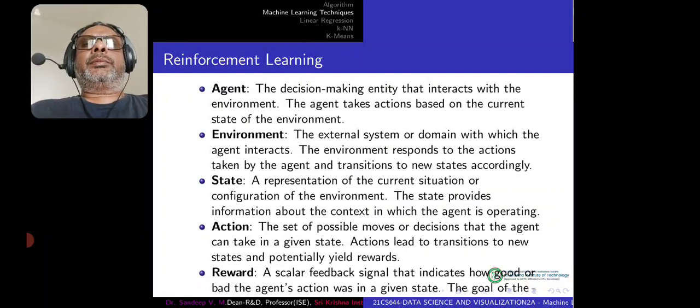So we want our machine also to behave the same way, to learn on its own by interacting with the environment, not by providing it with data and all that. So that's the ultimate in machine learning, that's reinforcement learning.